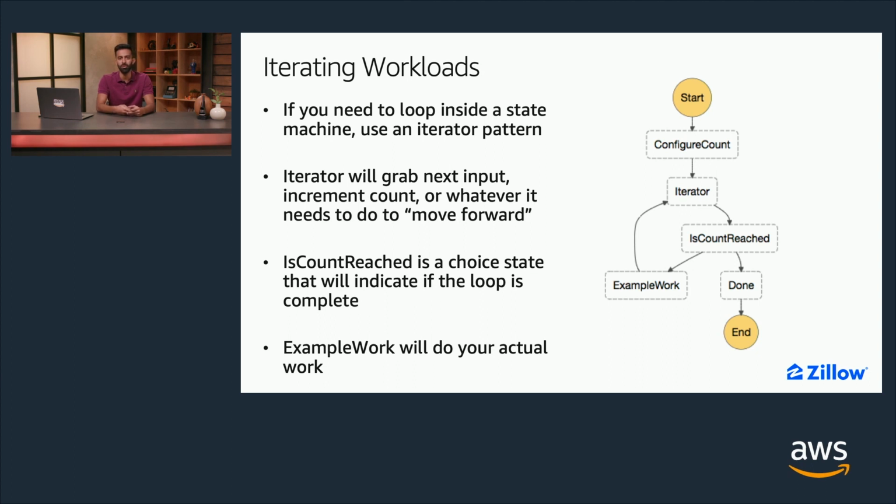In the example, we have a state called configure count, which will set a target value and the current value as two different keys. Let's say the target value is 5 and the current value is 0. The iterator will increment the current value and pass the result to the isCountReach state. This state will check if current is equal to target, and if so, it will move to done. Otherwise, it will move to example work with the current value of 1. We will then go back to the iterator, which will increment and do the same thing again.